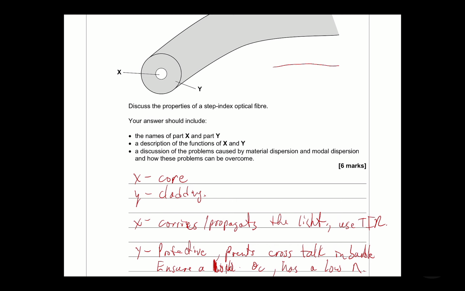So diagram that out. Okay, so you've got ray number one, which goes straight through. So its distance that it travels is much less than a ray that travels like that.